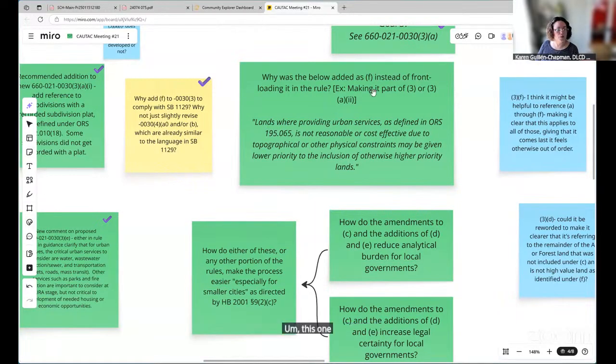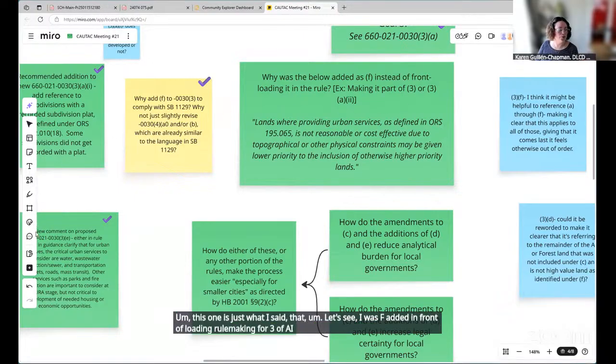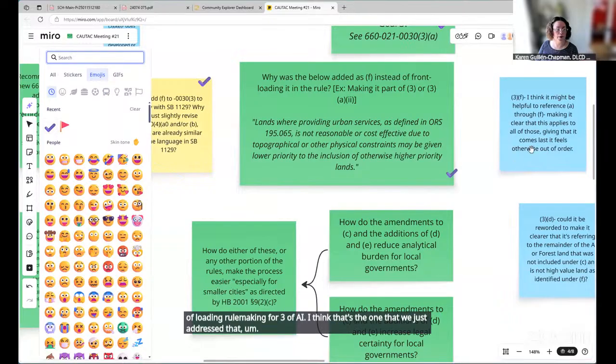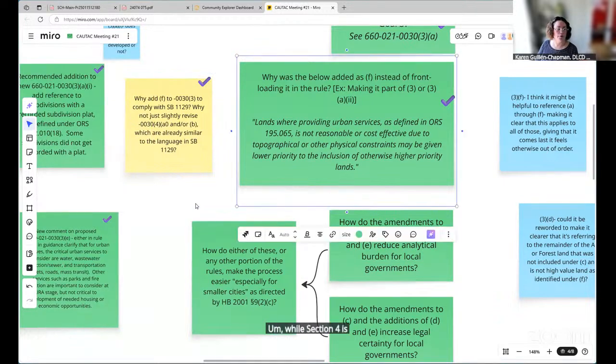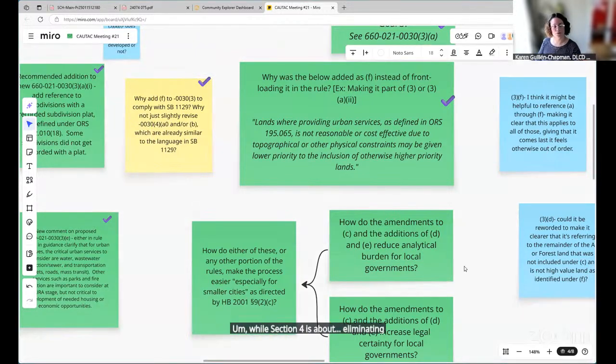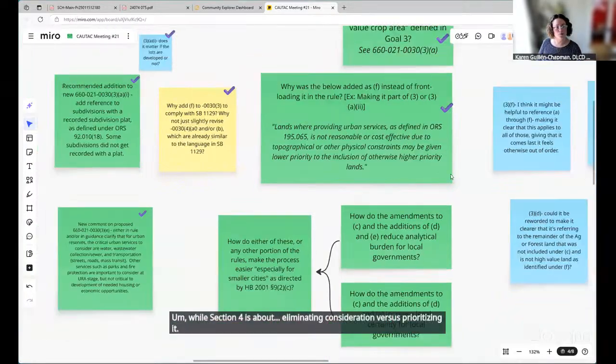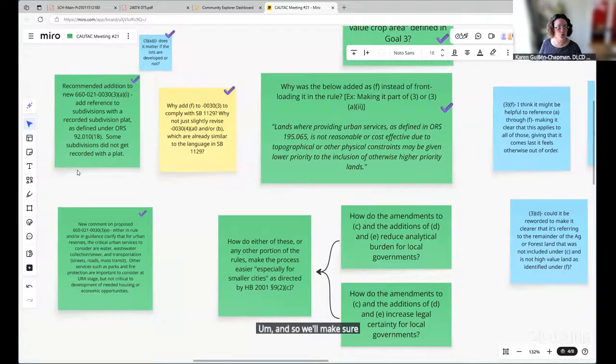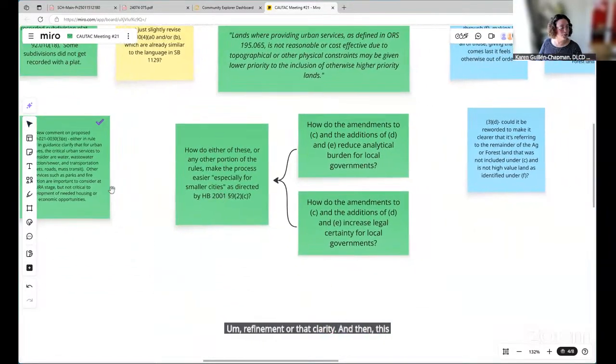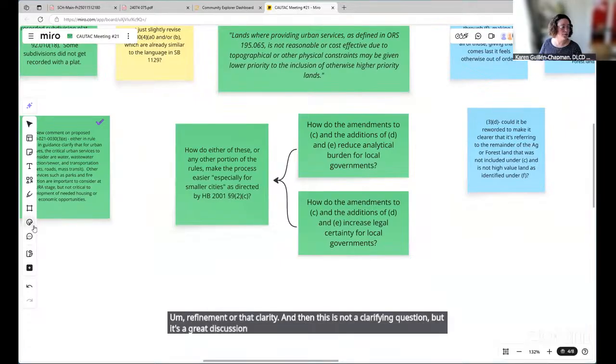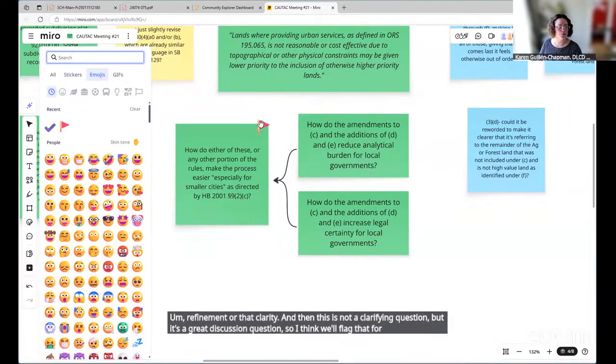This one is just what I said. Why was F added in front of loading rulemaking part 3 of AI? I think that's the one that we just addressed, that section 3 is that prioritization, while section 4 is about eliminating consideration versus prioritizing it. And so we'll make sure in any version 2 we come back with that refinement or that clarity. And then this is not a clarifying question, but it's a great discussion question. So I think we'll flag that for discussion because I think that's what folks want to talk about.